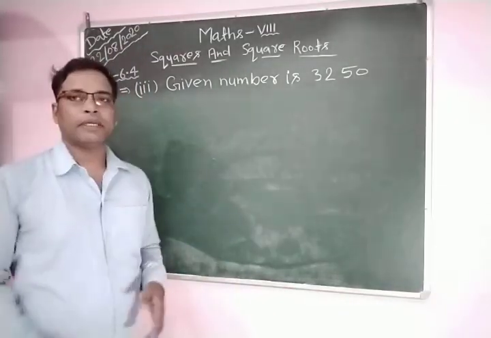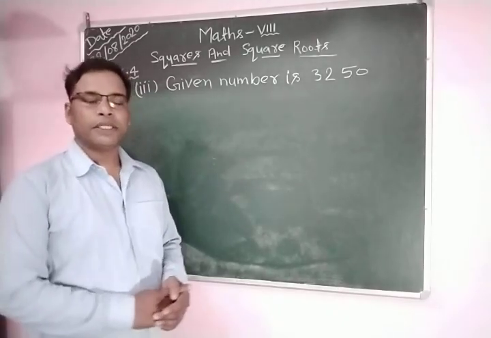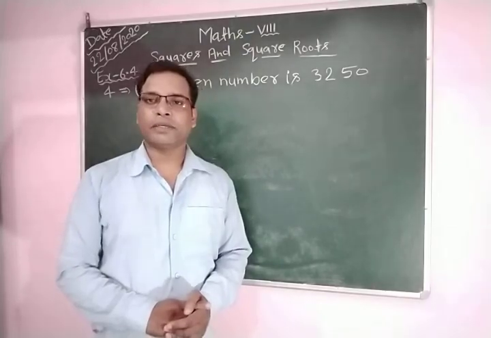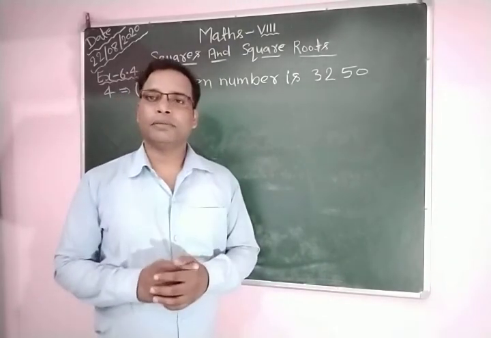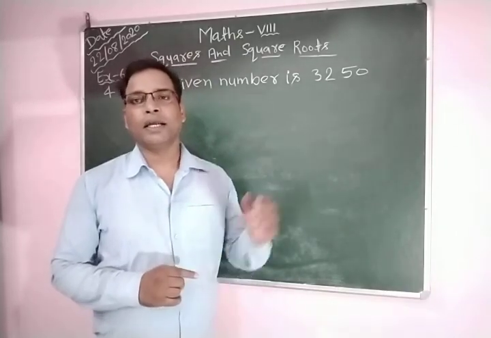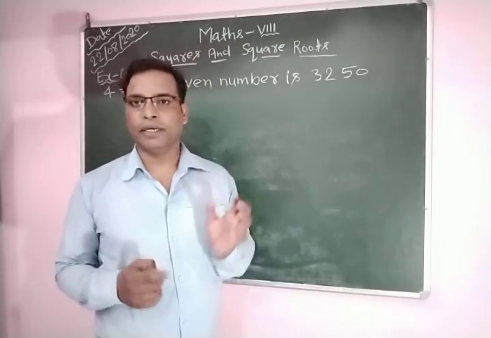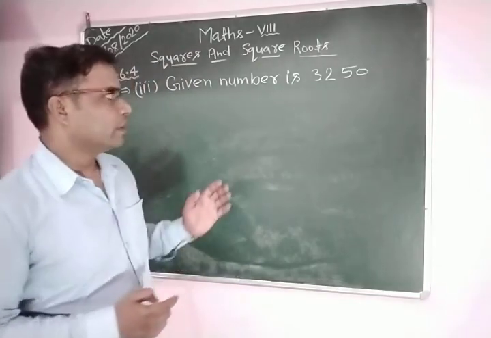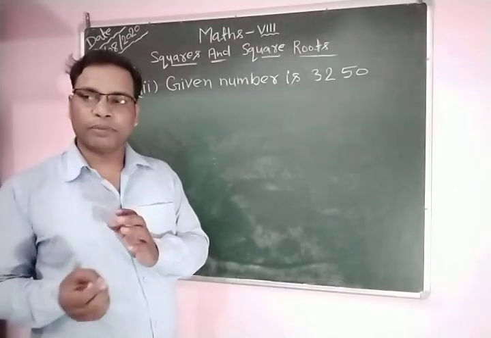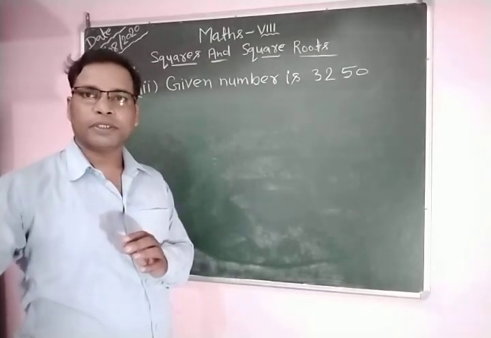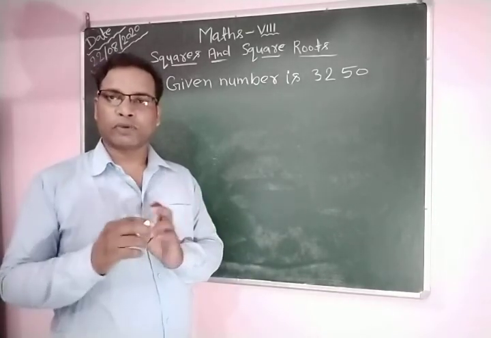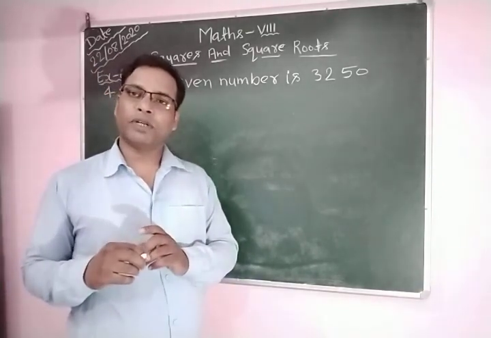So here the given number is 3250. We need to find the least number that we subtract from this number so that it becomes a perfect square. For this we need to find the square root and the remainder. We find the square root of this number, and after this we find the remainder. If you subtract the remainder from this number, then you get a perfect square number. After this we find the square root of the new number.